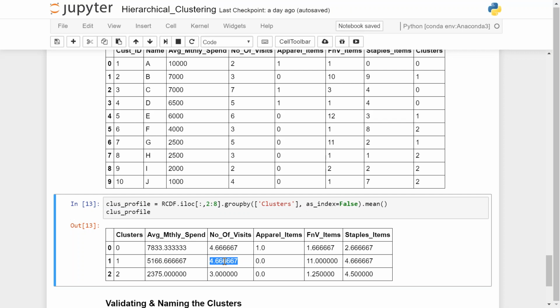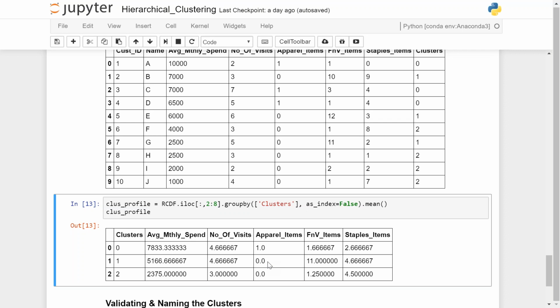Why is there a difference in the spends? There are some other characteristics. The different characteristic in this case is apparels. Cluster 0 customers spend on apparels, whereas the customers in cluster 1 are not spending on apparels. As a result, the spend of cluster 0 is higher than the spend of cluster 1, despite both of them coming the same number of times.